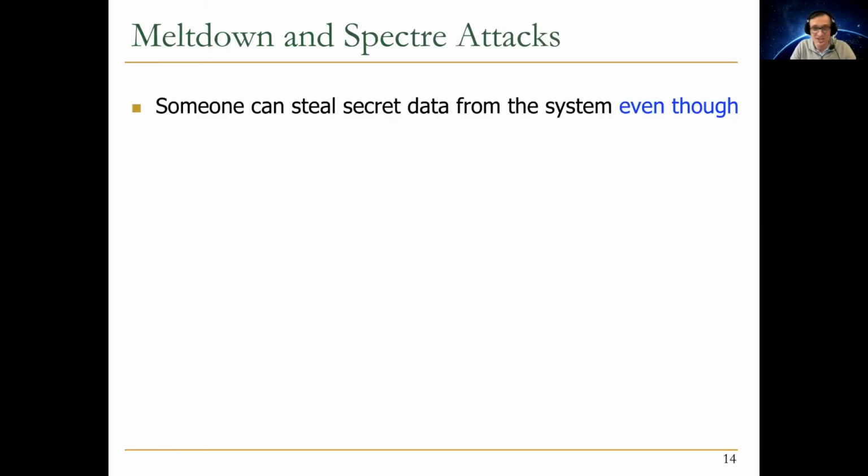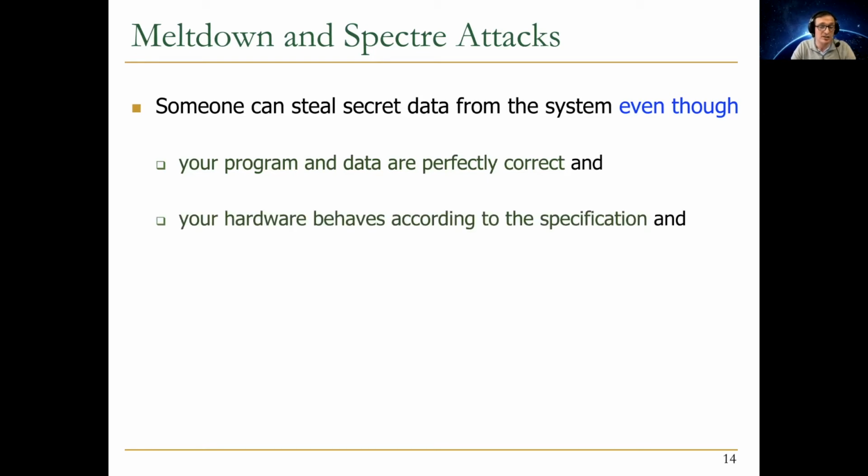I already mentioned that these are microarchitectural attacks. They are exploiting vulnerabilities that are present at the microarchitectural level that lead someone to steal secret data from the system, even though everything seems to be good in the system. Meaning your program and data are perfectly correct, there are no bugs. Your hardware behaves according to the specification, there are no bugs. And there are no software vulnerabilities or bugs otherwise. Or also I should put hardware bugs over here, essentially.